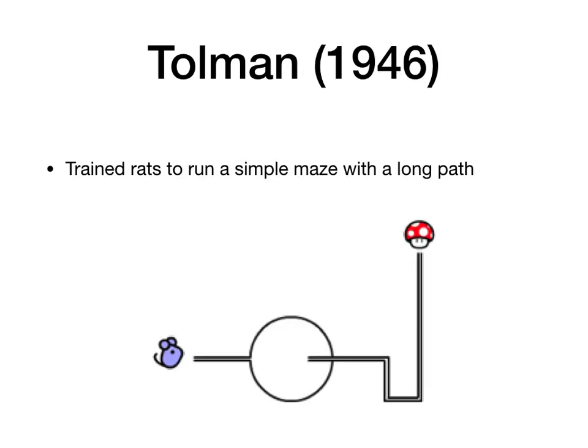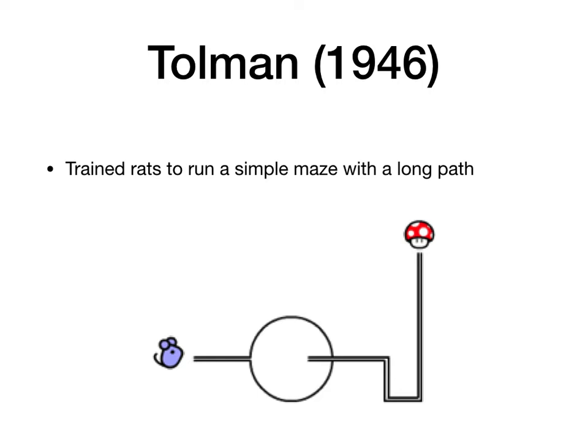Tolman, 1946. So Tolman trained rats to run a very simple maze with a very long path. It's this strange, quirky shape here, right? Rat comes in, sees a big circular room, and they see a little path that they can walk down. And they go down it a bit. They have to turn right. They have to turn left again. They turn left and down an even longer path. Ooh, there's food. There's food now.